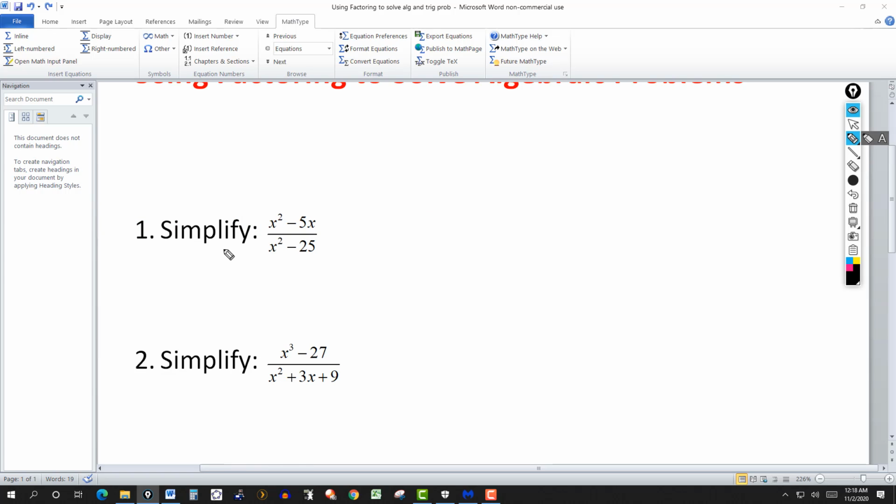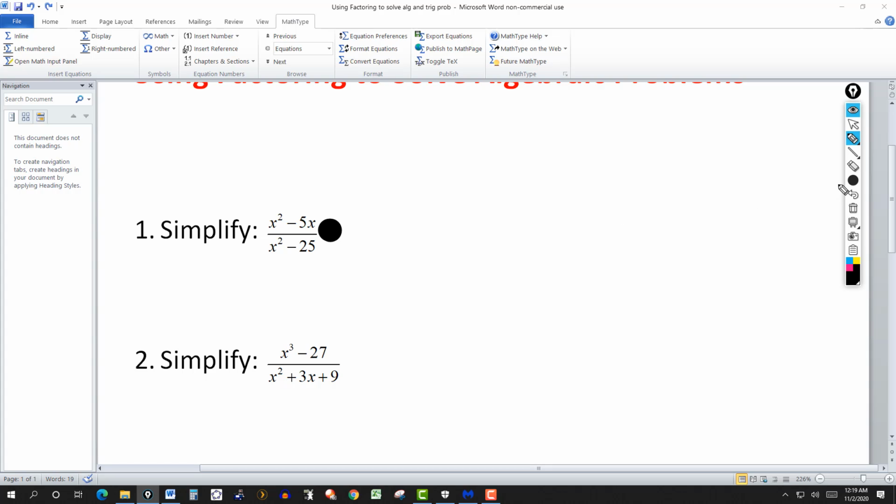So the first one says simplify. So I have a rational expression here. So basically in this case, what they want us to do is just to reduce it. So we want to factor the numerator, factor the denominator, and then divide out any factors that are common, and then that'll leave it in simplified form.